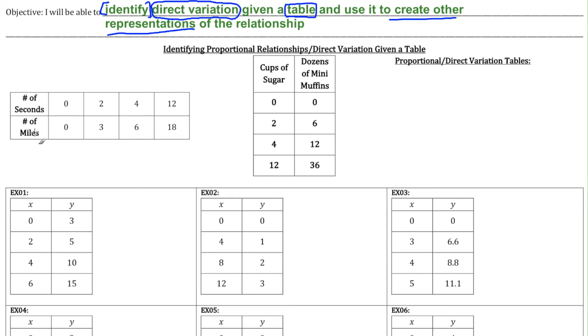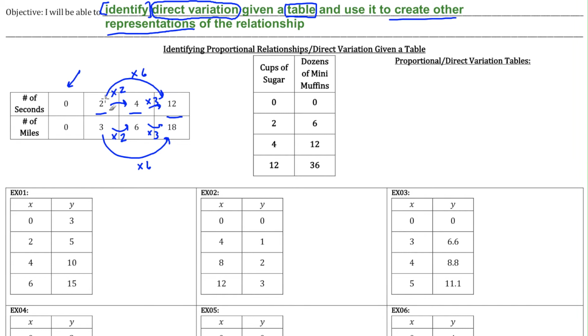So we have number of seconds, number of miles. Don't pay attention to 0, 0 just yet. If we look at 2, 3, like 2 seconds, 3 miles, 4 seconds, 6 miles, 12 seconds, 18 miles. If you notice, you can think about these as equal fractions. So this one was just times 2, and this one was either times 6 or times 3 here.